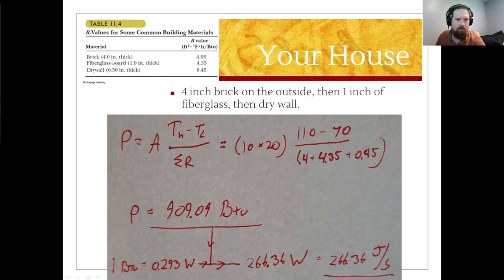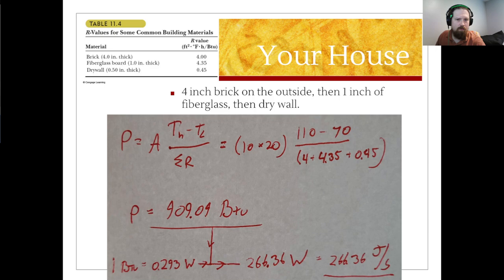So 4 inches of brick has an R value of 4, 1 inch of fiberglass has an R value of 4.35, and a standard drywall sheet that's half an inch thick has an R value of 0.45. Since those are all of our layers, we want to add all those R's together to become the total R for this composite wall. And so the sigma R down here becomes that summation, 4 plus 4.35 plus 0.45. And that's everything that we need in order to find the power through this particular wall.